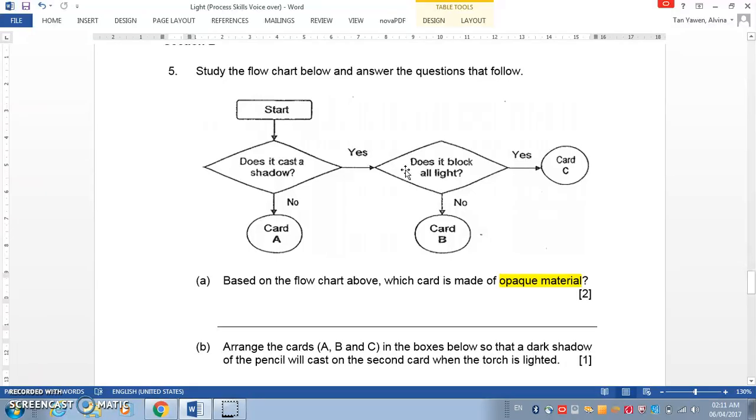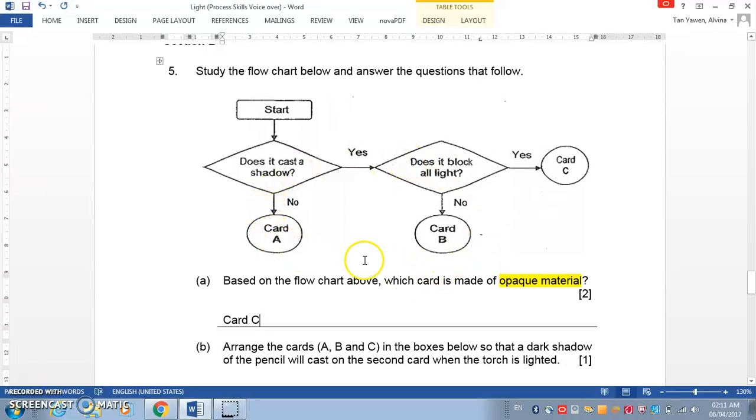And when we reach the next question, does it block all light? Opaque materials do block all light, so it should move on to the yes path to go to card C. So therefore, for this question here, the answer should be card C is an opaque object.